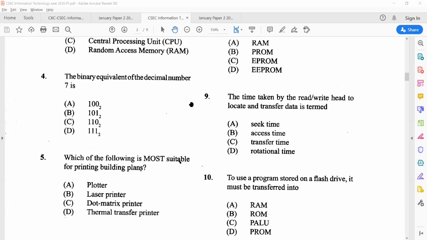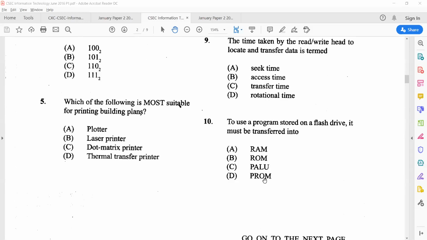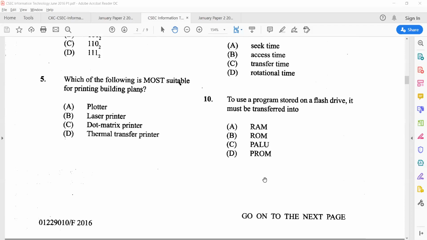Okay, so you have seek time, which is the time to find the sector the data is in. Then you have transfer time, which is the time to transfer the data from the sector, and rotational time is the time to rotate the disk. These three, when added together, are actually called access time. So the entire process is generally referred to as access time, and the answer is B. Okay. Now, number 10. To use a program stored on a flash drive, it must be transferred into what?